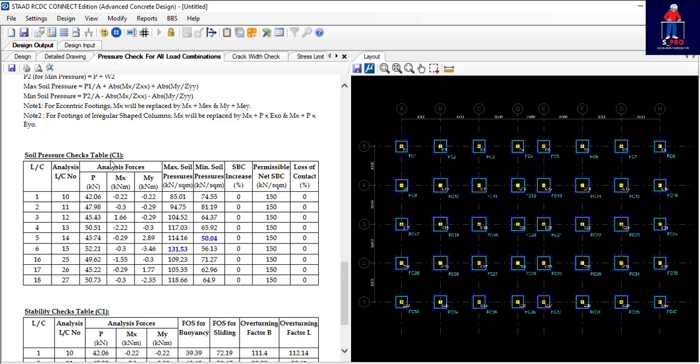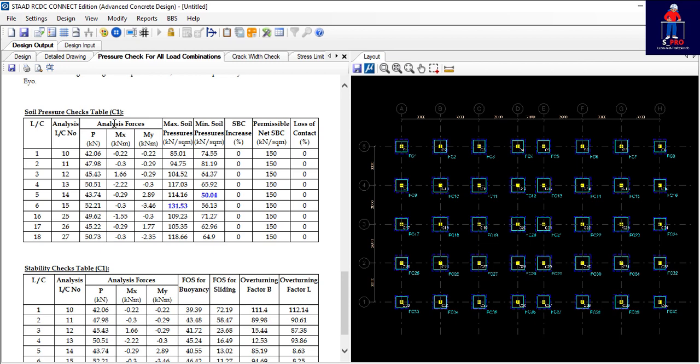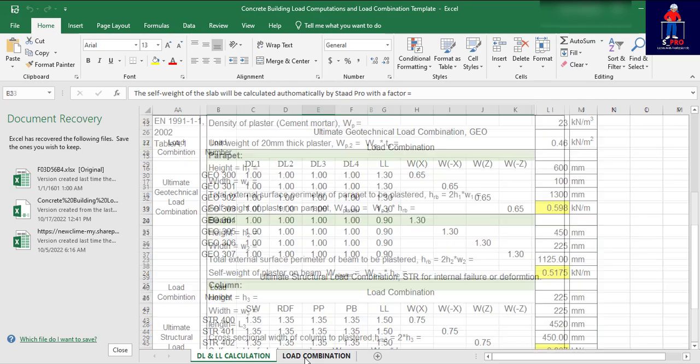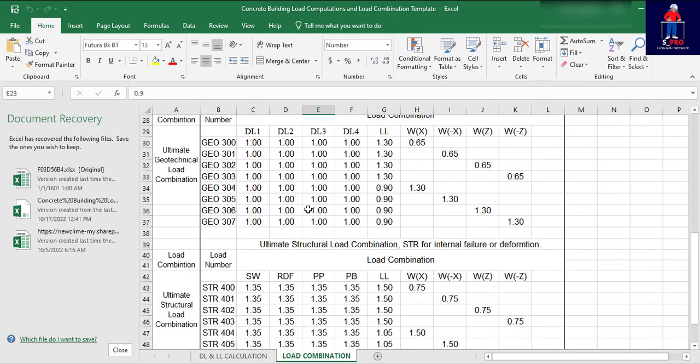So soil pressure check table for column number one and footing number one. You have our load cases and load combination analysis. You have a load from the load combination, maximum load from this combination 10. You have this combination 11. You have this, and you remember our load combination came from this wonderful template, which is up for your grab.